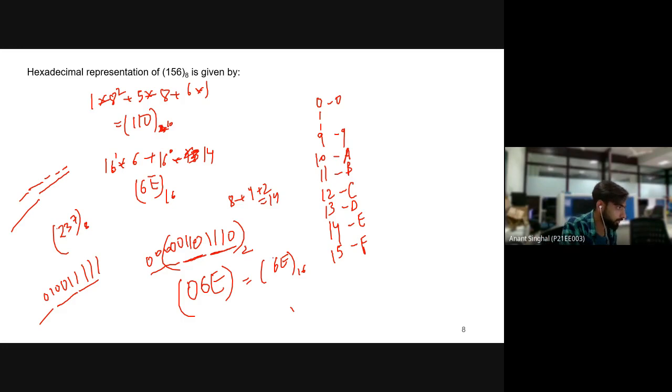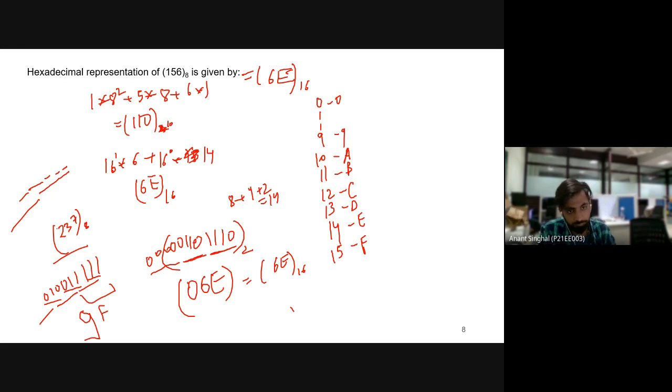Fine. So let's check. This 237 is nothing but I've written 7, 3, and 2, and then just took the groups. So this is 1111, which is nothing but F, and this is 1001, which is nothing but 9. So yeah, 9F is the correct answer to this 237. And for the earlier one, the correct answer is 6E to the base 16. Is there any doubt in this question? Okay, we can proceed then.